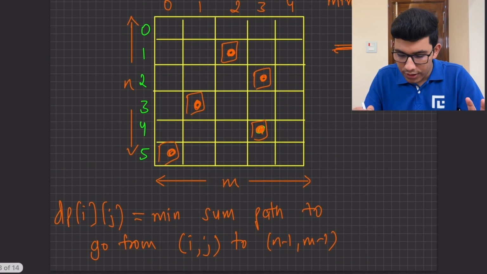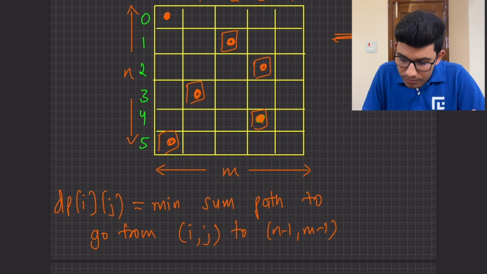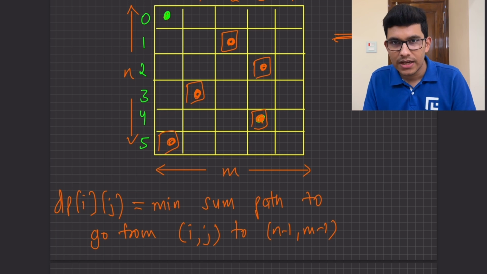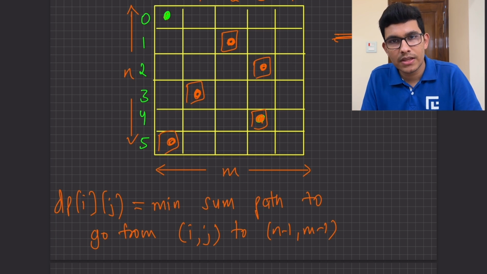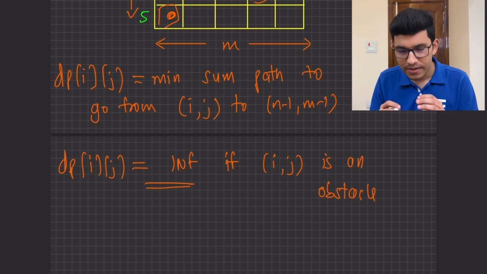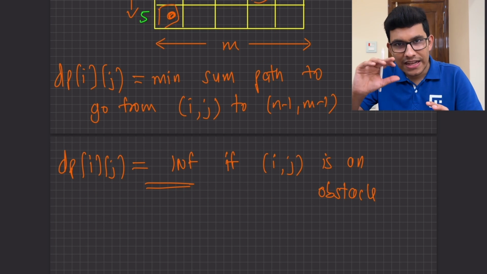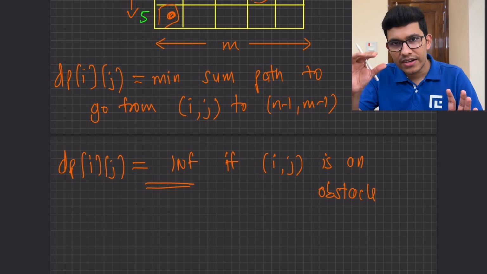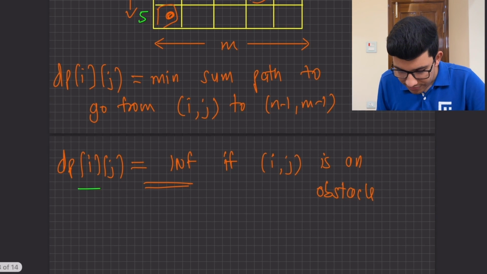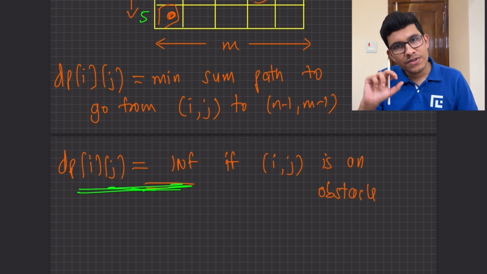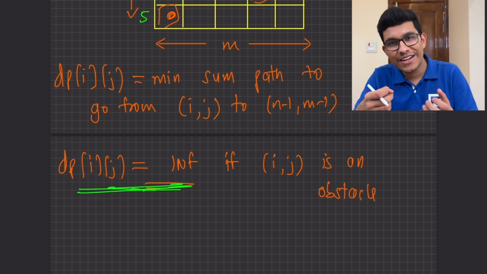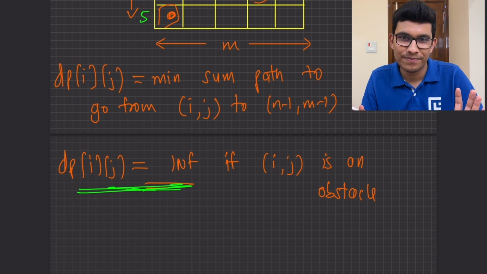And you can finally say that if the minimum sum path to go from 0 comma 0 to n minus 1 comma m minus 1 comes out to be infinity, then it doesn't have a valid path. If it comes out to be a value lesser than infinity, then you know that there is at least one path. Everything else is going to be the same: the state, the transition, the base case, the final subproblem. It is just one clever thing that we've done here, that for the obstacles, we've defined dp of i comma j is equal to infinity, so that you never consider that path.